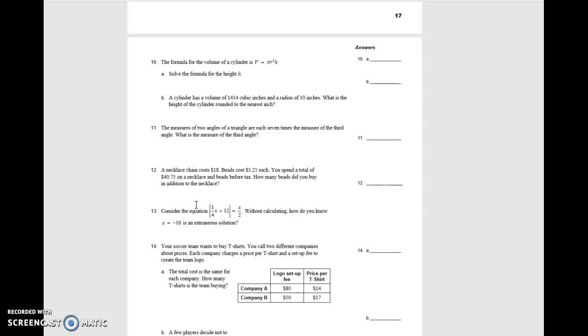All right, 11 and 12 look like normal problems. 13, I kind of messed up a little bit.